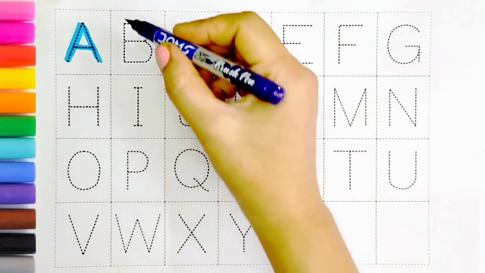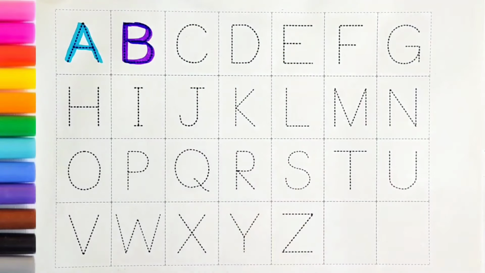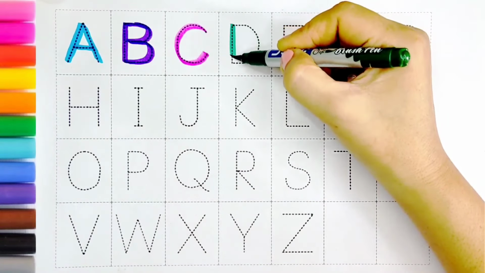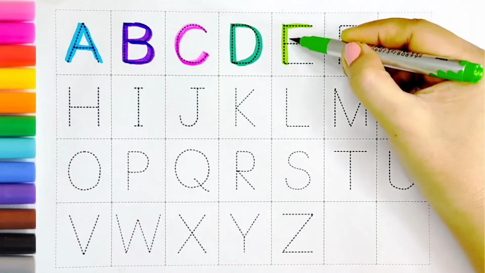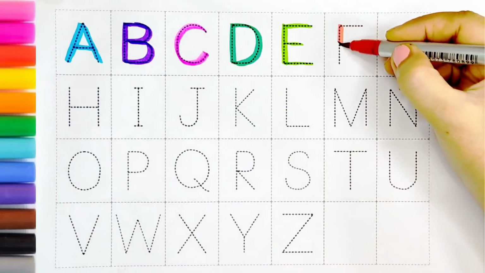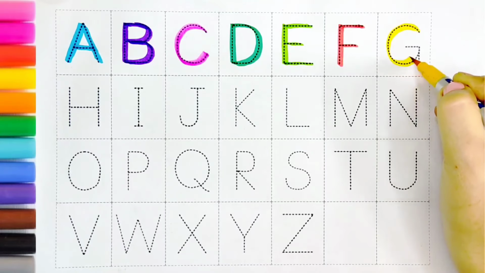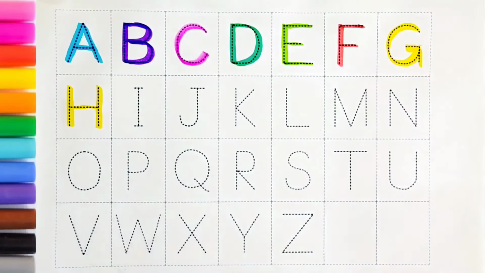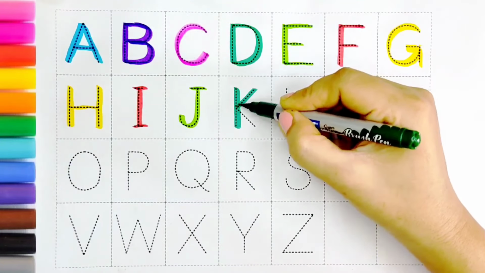A for apple. Purple color. B for ball. Pink color. C for cat. Dark green color. D for dog. Light green color. E for elephant. Red color. F for fish. Yellow color. G for goat. Yellow color. H for hen. Red color. I for ice cream. Light green color. J for joker. Dark green color. K for kite.